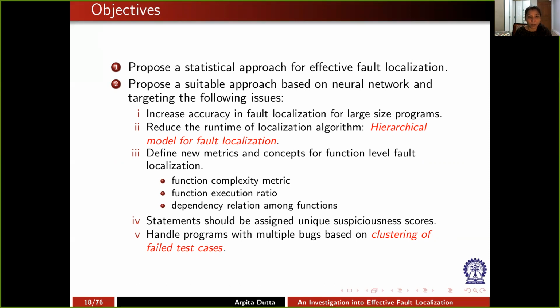So for the function level bug localization, the metrics we have proposed are function complexity metric, function execution ratio, and dependency ratios among the functions. And we also try to assign a unique suspiciousness score to each program element. And we handle the programs with multiple bugs based on the clustering of failed test cases.